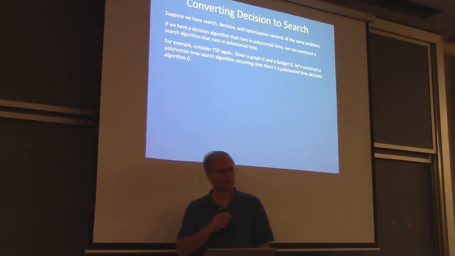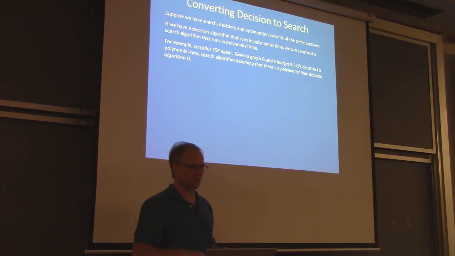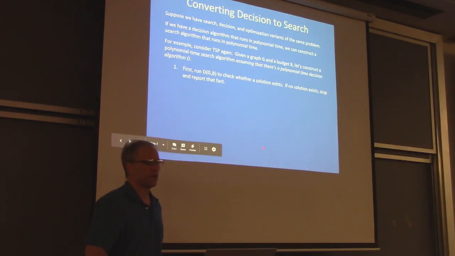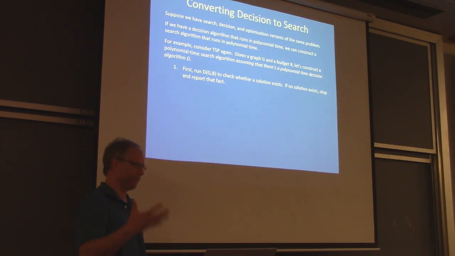Okay, that's it. We're going to do surgery on the graph. We're going to modify the graph that we give to the decision algorithm. So let me show you what we're going to do. First, we're going to run the decision algorithm and check to see if there's a solution. If there is no solution, we just stop. There's no point in trying to find a solution if it doesn't exist.